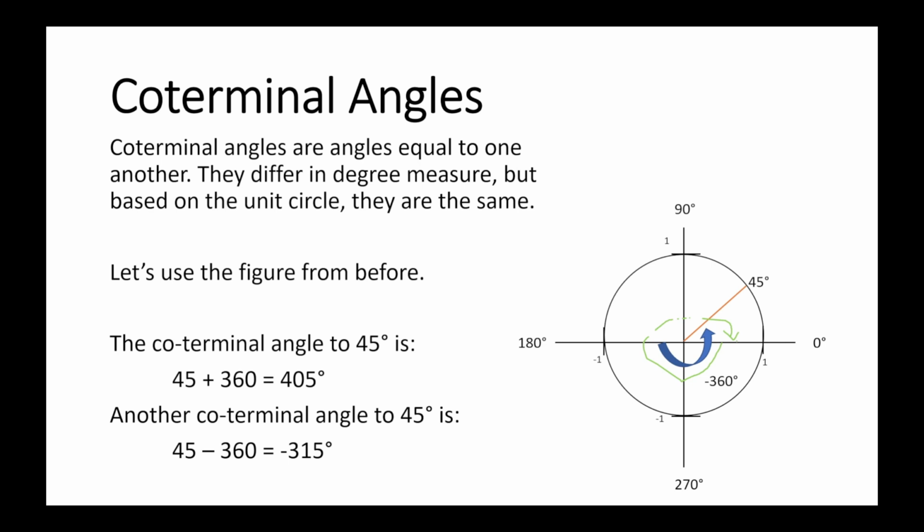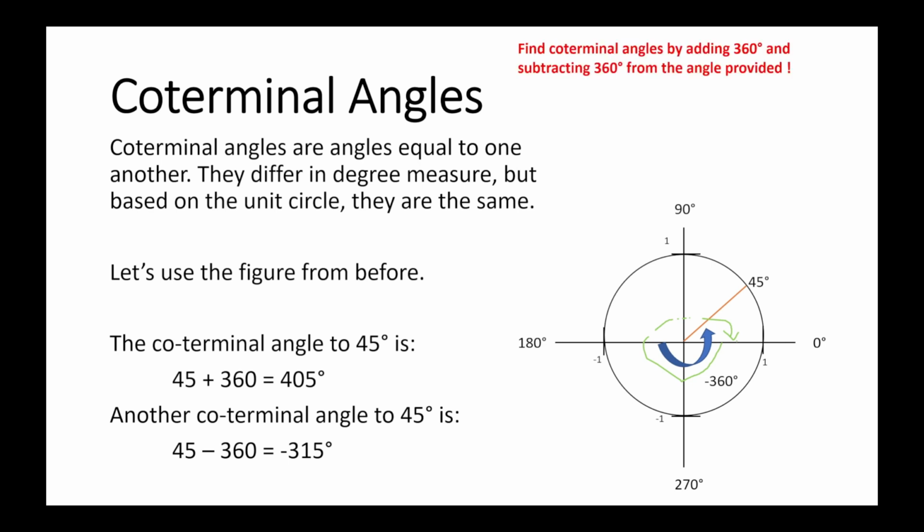So going counterclockwise, you're positive; clockwise, you're negative. That's just the way the unit circle works. One way is the positive, one way is the negative way. So not only can I add to get a coterminal angle, I can also subtract.